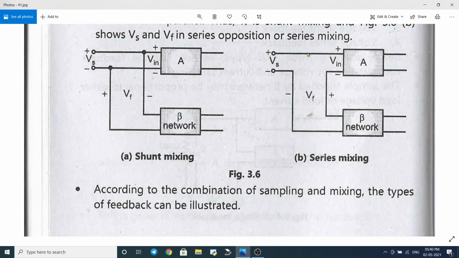And now series mixing. The series mixing is represented by this diagram. Here the feedback voltage Vf and the supply voltage Vs appear in series. So this type of mixing is called series mixing.